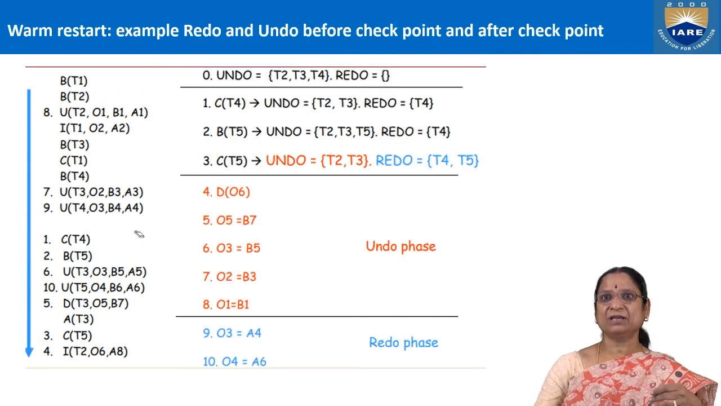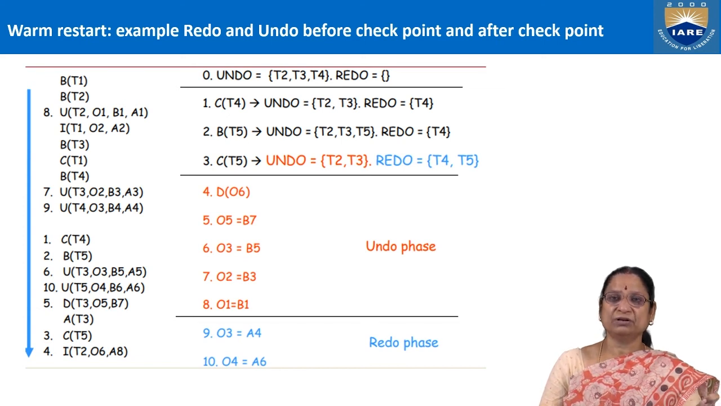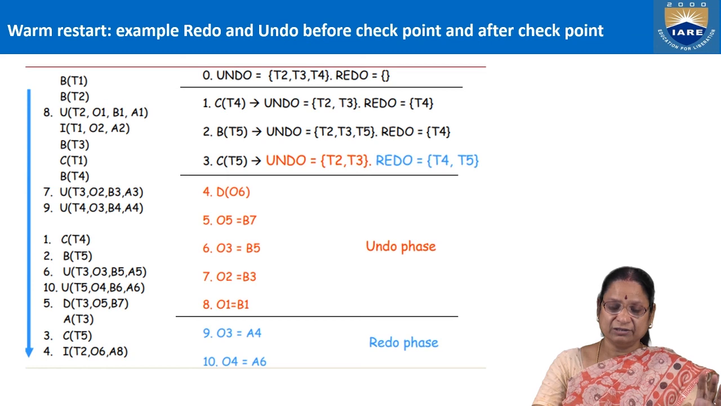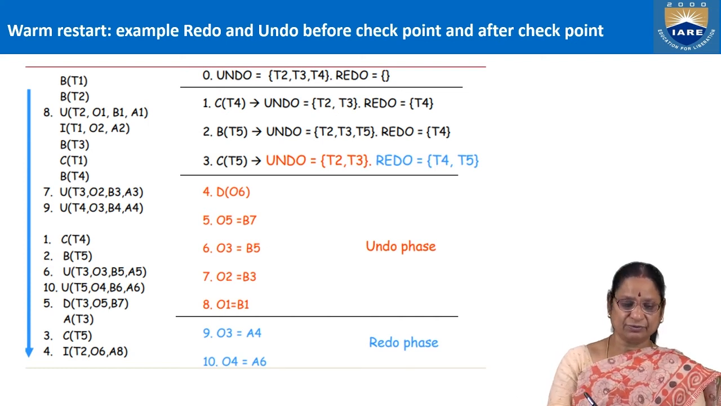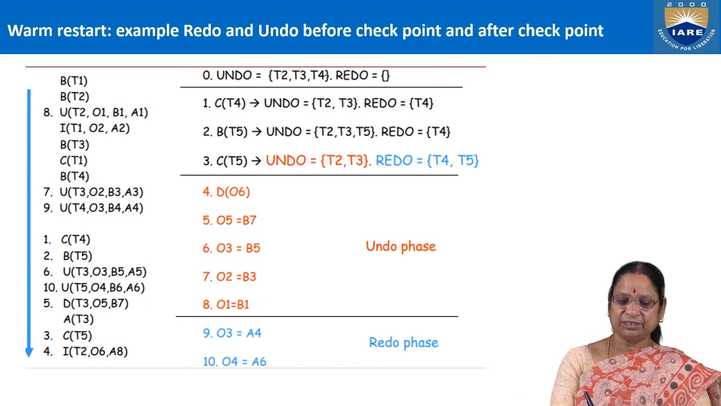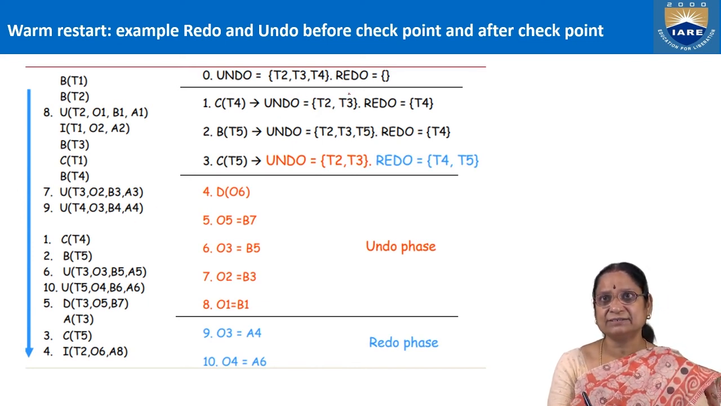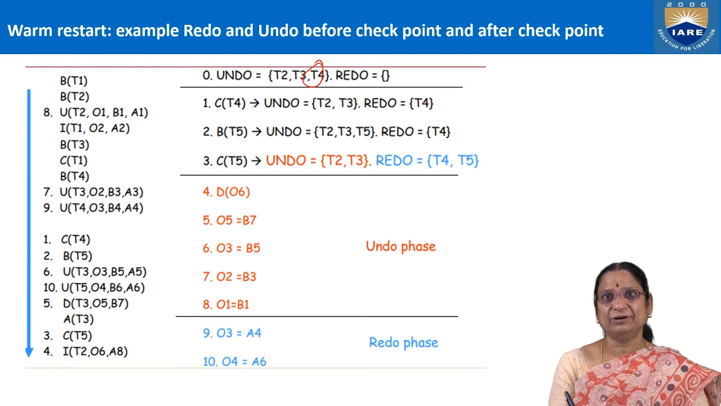So this process is going to be continued. You observe T0, undo, T2, T3, T4. First, the initial undo list is T2, T3, T4, and the redo list is empty. Commit T4 is there after the checkpoint. So that's why T4 is removed from the undo list, as the commit occurred. What is the undo list now? T2, T3, and T4 is added to the redo list, committed now.